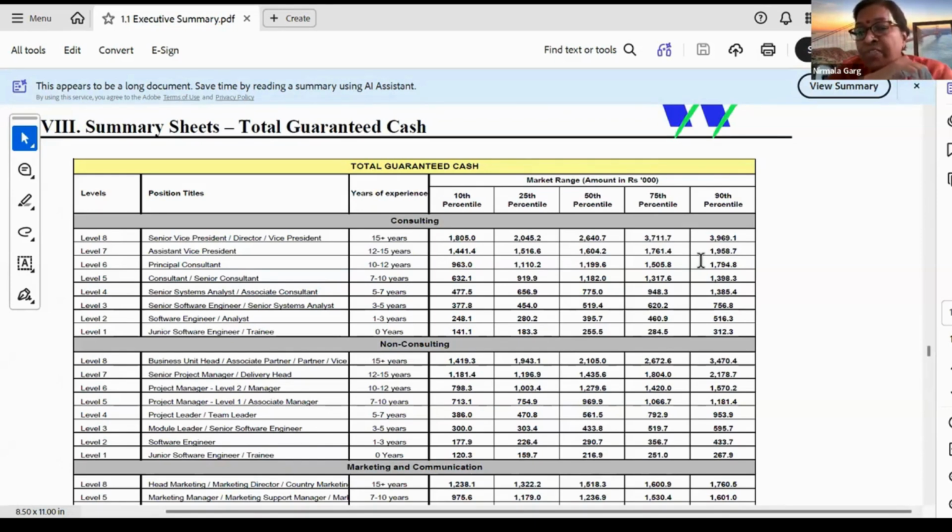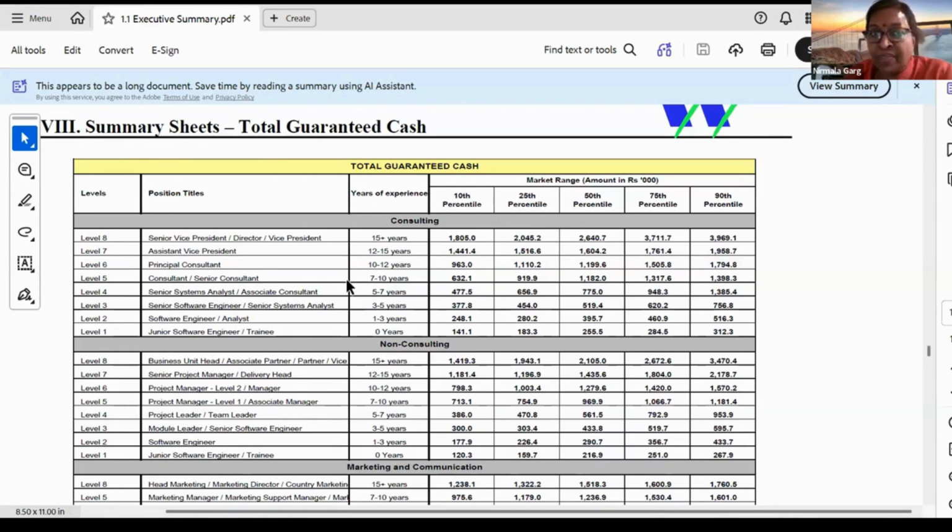What are those components which have been covered in total guaranteed cash? That is something you need to check. You may look at your total guaranteed cash, but there may be one or two components which have not actually been incorporated here. So that's one more checkpoint you need to look at, whether the components which form the total guaranteed cash are the same or a little different.